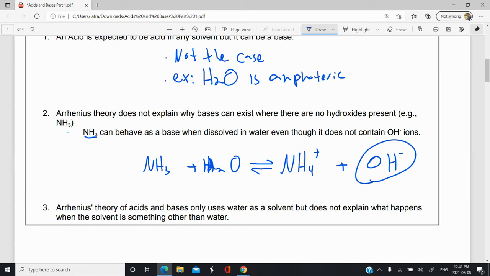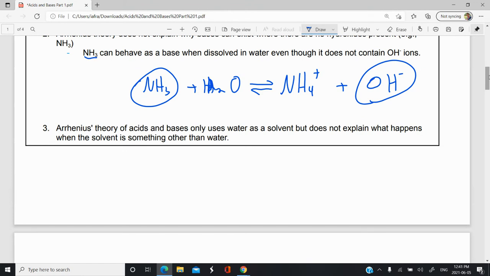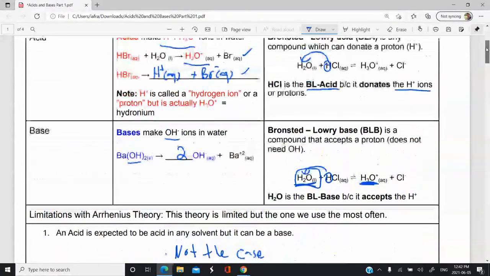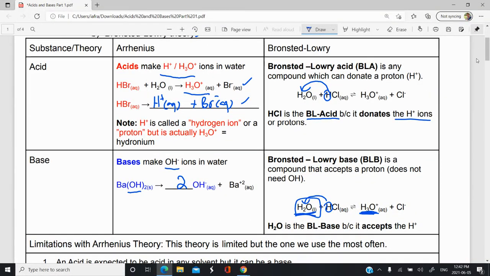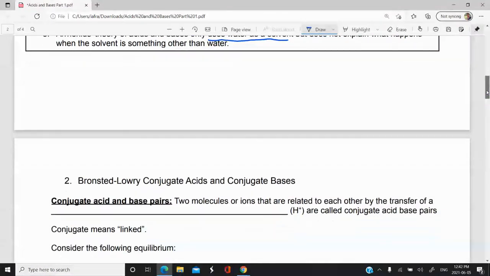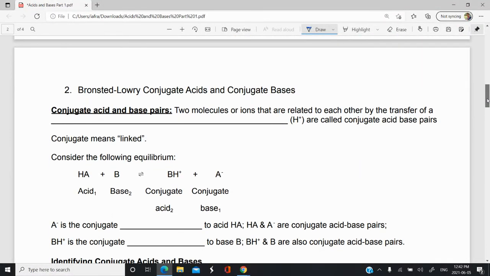So Arrhenius' theory wasn't good enough to explain why things like that could still be basic but not have OH in them. It's really because acids and bases are more of a relationship, a proton transfer relationship. And Arrhenius' theory really only focuses on water as the solvent, but doesn't explain what happens when you mix other things in there where you have solvents that aren't water. So it wasn't good enough to explain those contexts either. That's why we now go to the Bronsted-Lowry theory of acids and bases, especially when we're looking at chemical reactions and stoichiometry with acids and bases overall.